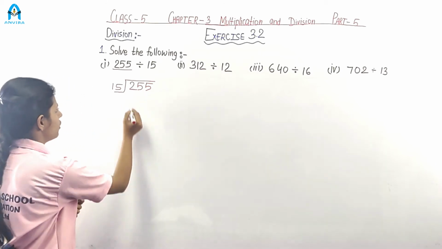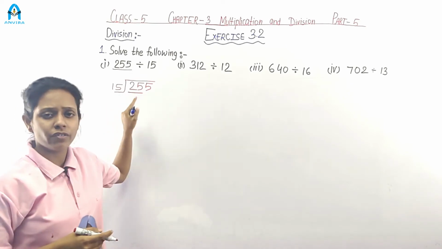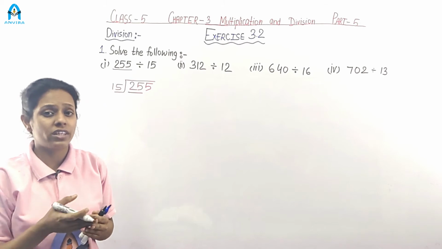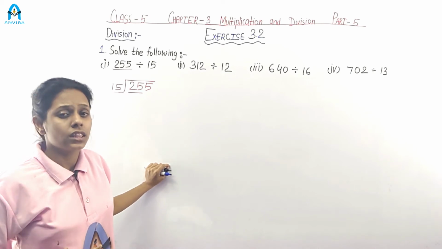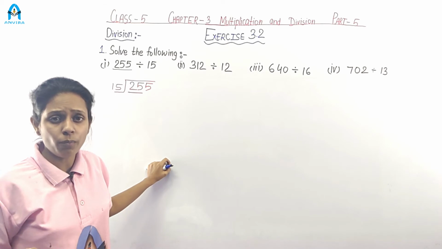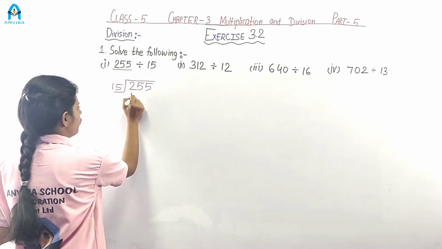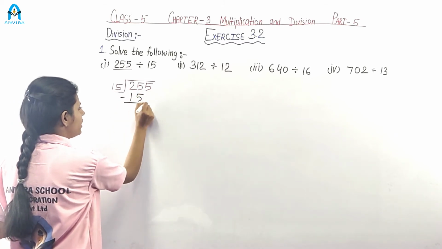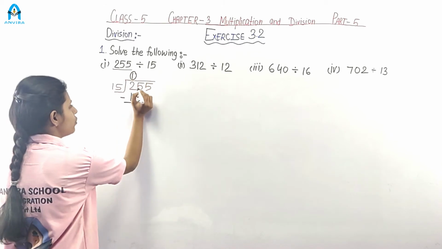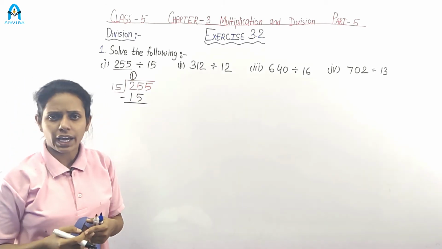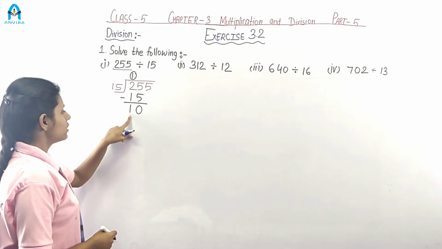So let's start. 25: in the table of 15, does 25 come, or no? So this is smaller than 25. 15 ones are 15, 15 twos are 30, and 30 is bigger than 25. So 15 ones are 15, which is smaller than 25. 15 comes one time, so this is 1. So 25 minus 15 is 10.